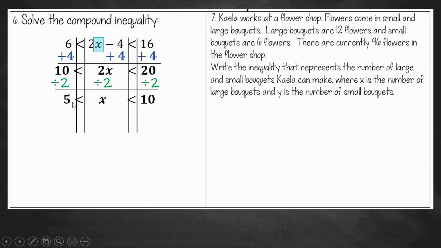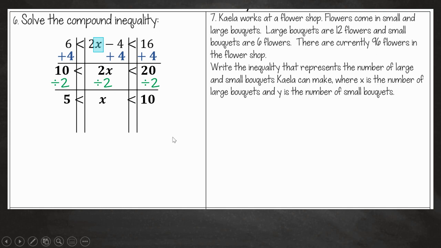Now remember when we watched that video and when we talked about it in class, if we have an and inequality, and if it's written in the correct order from least number to the greatest number, both of your symbols should always be less than. So we have 5 less than x, and x is less than 10.